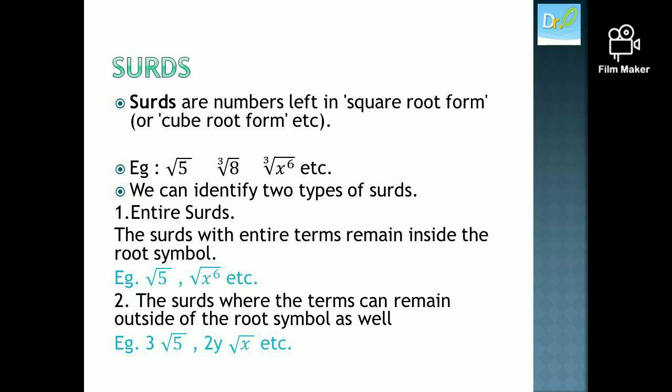The other type is the mixed surd. When you consider a surd, part of the expression remains inside the square root and the other part may remain outside the square root. For example, 3 root 5. Here 3 remains outside the square root and 5 remains inside the square root. The other example is 2y root x. 2y remains outside the square root and x remains inside. These kinds of surds are called mixed surds.